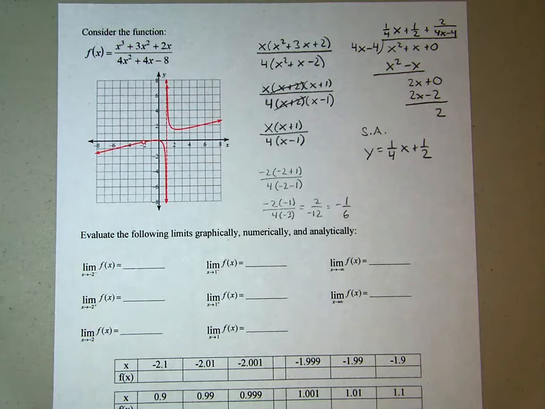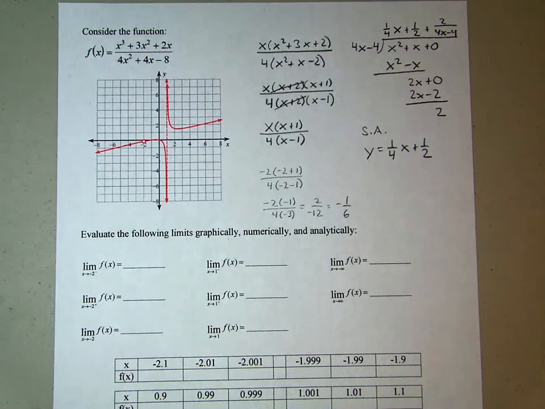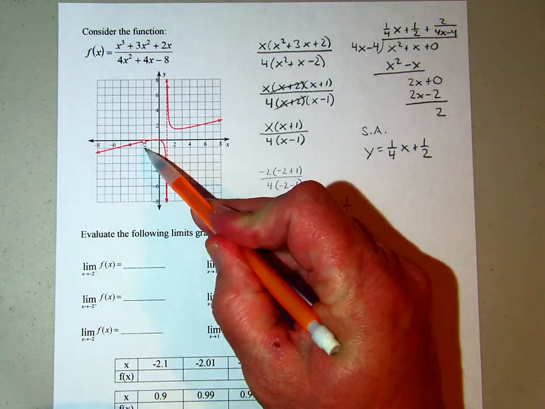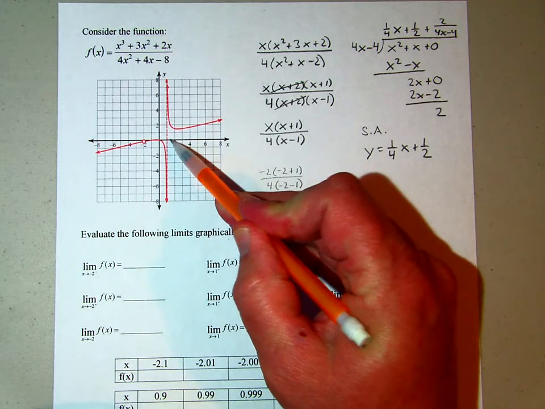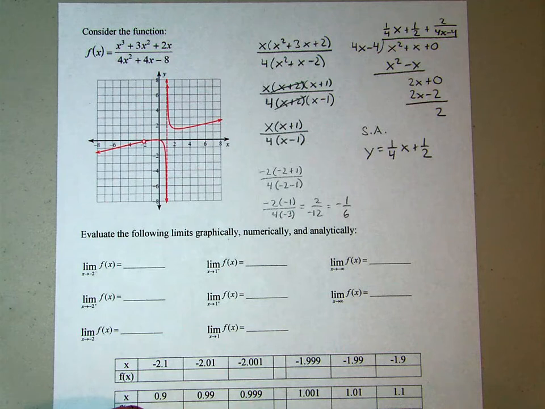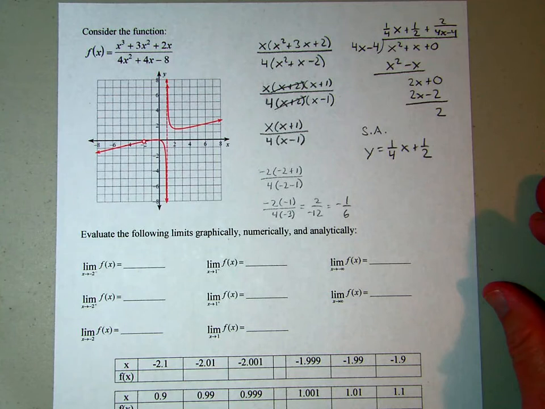So for this example right here, our function is x to the third plus 3x squared plus 2x all over 4x squared plus 4x minus 8. So it appears as though we have a hole at x is equal to negative 2. We have a vertical asymptote at x is equal to 1. So those would be typical places where we'd be looking to see what happens as far as limits go.